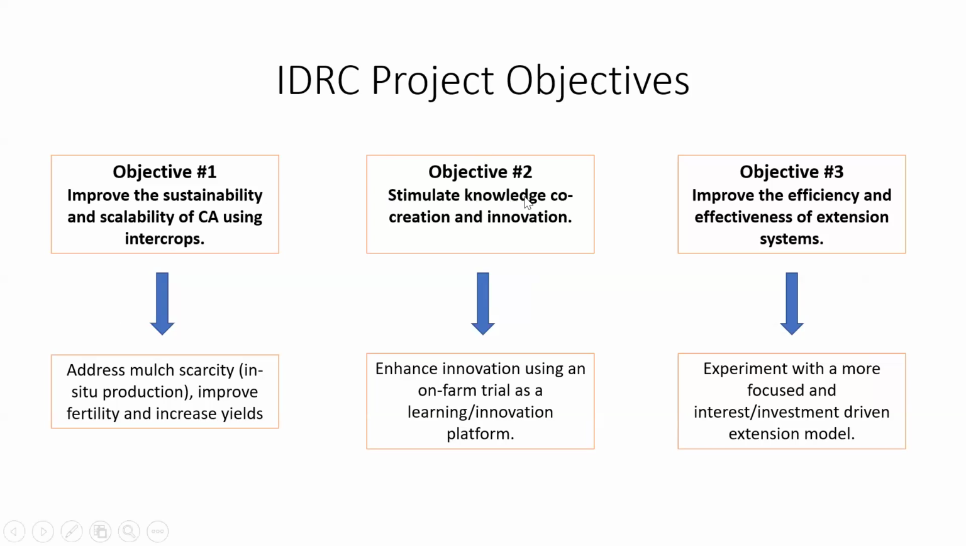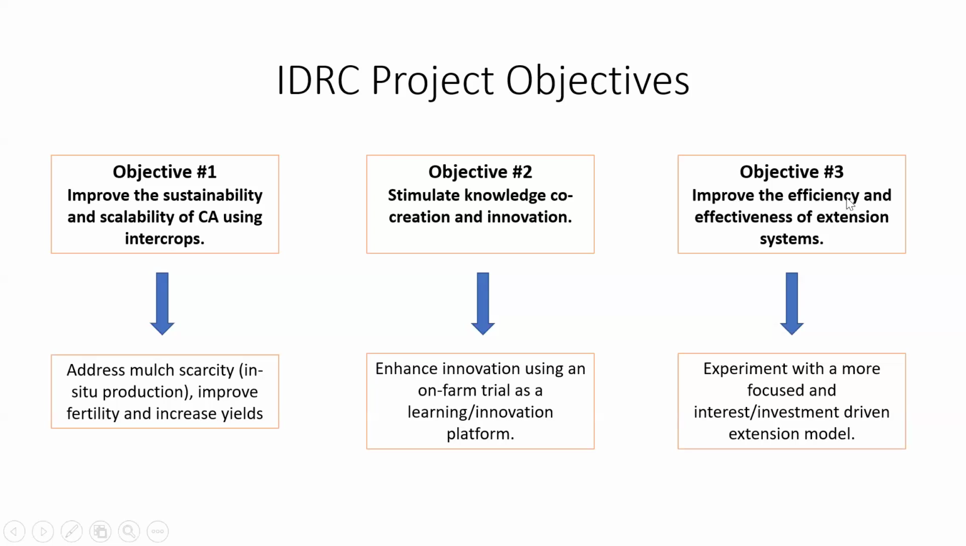The second objective was to stimulate knowledge co-creation and innovation. So we wanted the farmers to help innovate in their place, because we know that farmers have a lot of good ideas and experience is critical to developing new ideas. And so how could we enhance that innovation on the farm? Well, what we did is we actually had the farmers do little experiments on their farm.